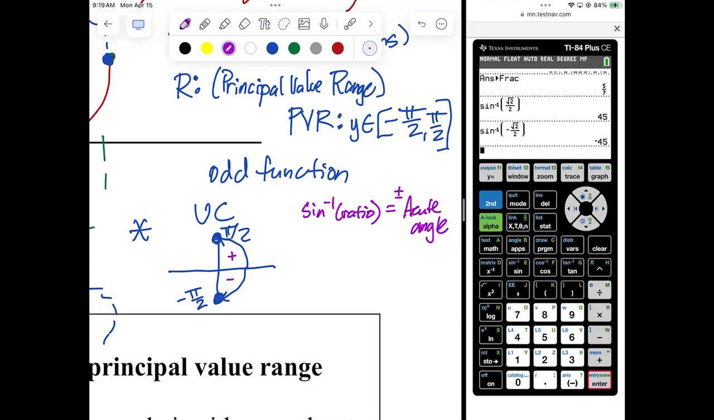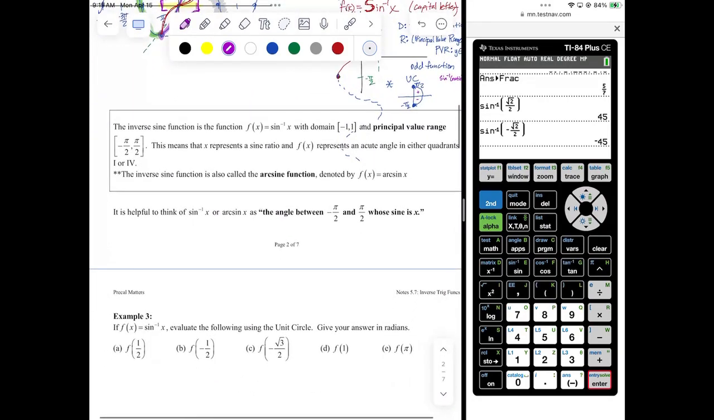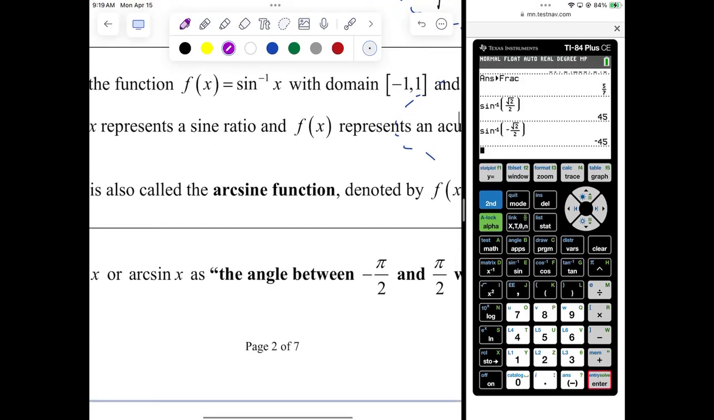Okay. So there you go. We all agreed on negative pi halves to pi halves, didn't we? We all agreed to that based upon the criteria. It was the most convenient one-to-one interval. Now, there's another name that we give to the inverse sine function, and it's called the arc sine function.